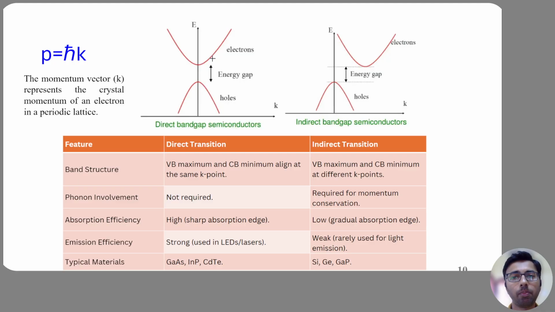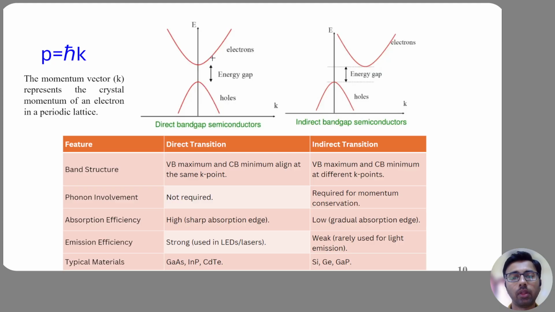Because both bands align at the same momentum value, the transition appears vertical on the E-K diagram. No momentum change is required. Therefore, no phonon involvement is necessary. This makes the transition highly probable. As a result, we observe high absorption efficiency and a very sharp absorption edge.